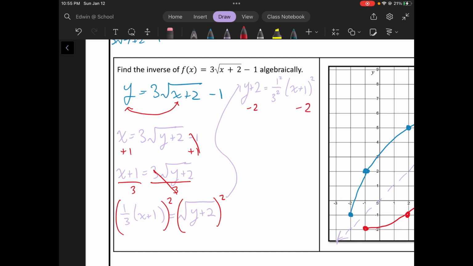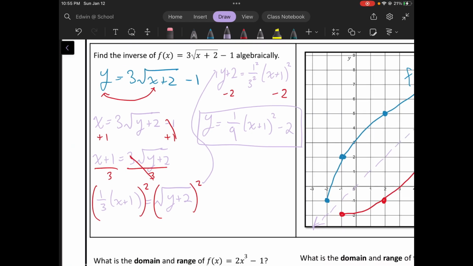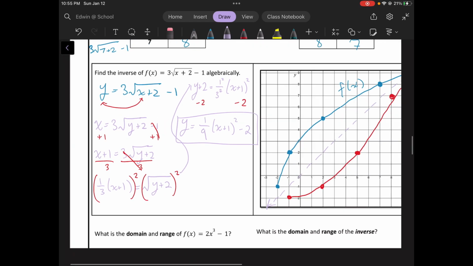The last step is just to subtract 2 on both sides. So we end up with y is equal to, well, 1 squared over 3 squared is going to be 1 over 9. And that x plus 1 squared stays the same, and then we end up with a minus 2 on the outside. So there is our inverse function.